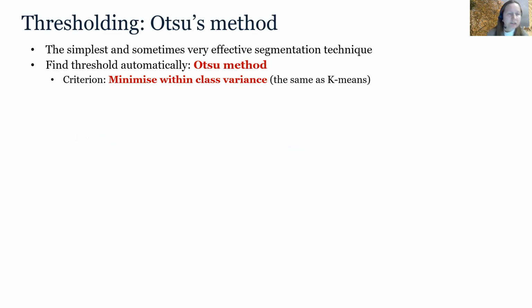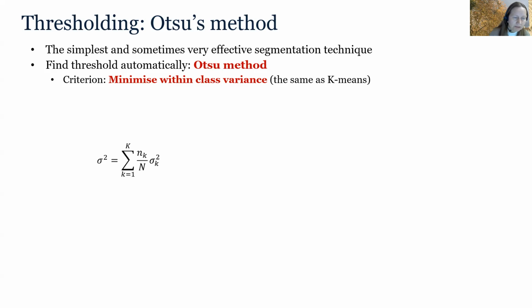So let's start with thresholding. This is the simplest and sometimes very effective segmentation technique. And the key is to find the threshold automatically. One good method to do that is the Otsu method. In the Otsu method, we find the threshold that minimizes the within class variance. And you already know this criterion because it's the same as k-means.